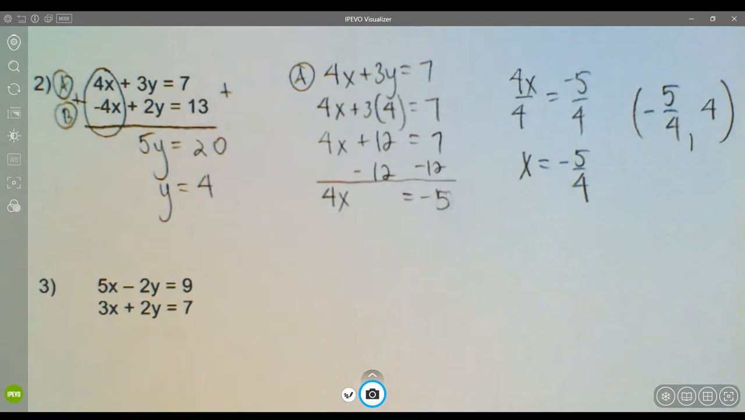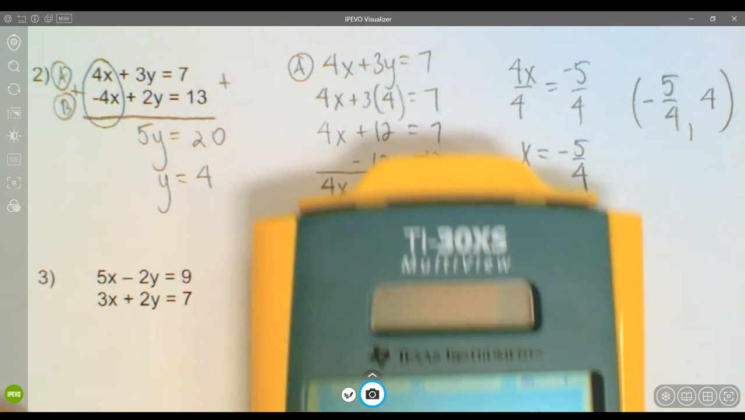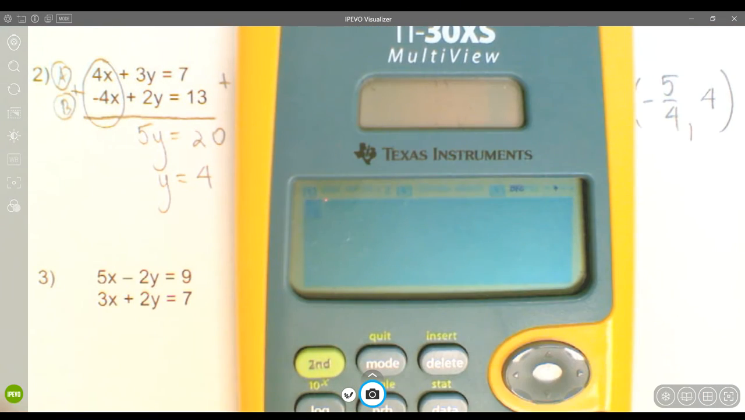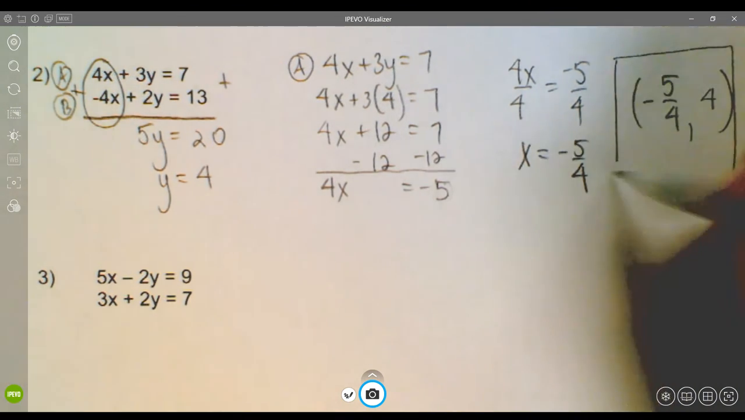So let's check this to make sure that we've done everything properly. I'm just going to jump over this for a second. So I have 4 times negative 5/4 plus 3 times Y. Please get 7. I got 7. I'm going to take negative 4 times negative 5/4 plus 2Y, and I should get 13. And I do. So guess what? This is the correct solution.